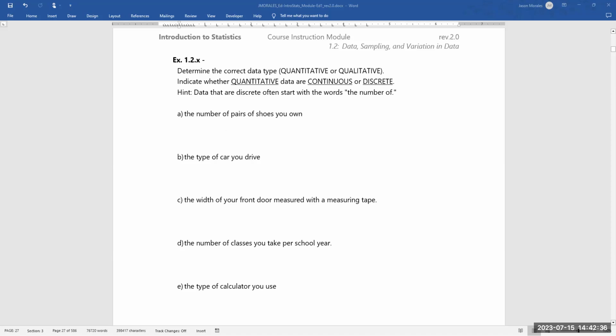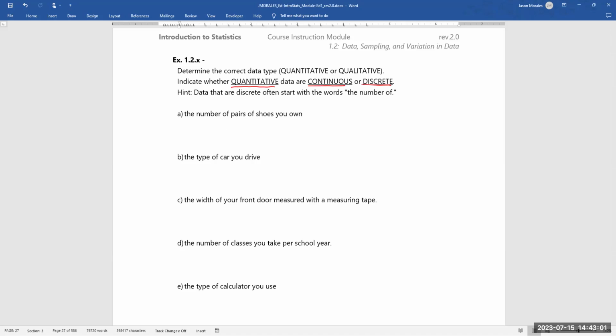Let's look at this example to determine the correct data type given these different scenarios. So we're going to be looking for data types that are either quantitative or qualitative. And if they're quantitative, are they continuous or discrete quantitative data? So let's look at part A.